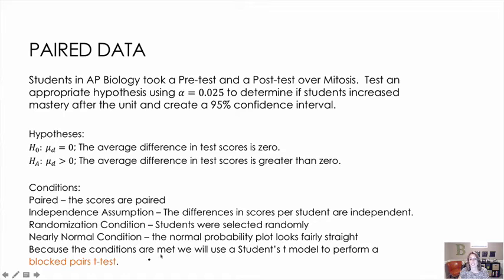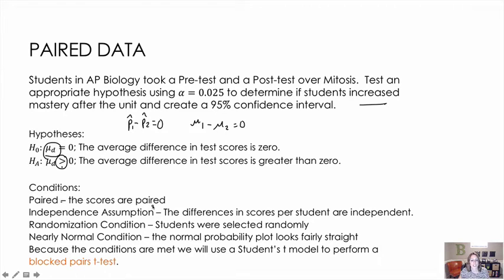So here's the same data that we just looked at. We're testing an appropriate hypothesis using an alpha level of 0.025, so 2.5% as opposed to 5%. And we're trying to determine if students increased mastery after the unit. If they increased mastery, that means that the difference is going to be greater than 0. Notice for a moment how we're writing our hypotheses. On all of the other questions like this, we did p hat 1 minus p hat 2 equals 0, or mean 1 minus mean 2 equals 0. This is the only one where I'm not going to have subtraction, because the mean of the differences is equal to 0, or the mean of the differences is greater than 0. Greater, again, because hopefully we increased mastery.